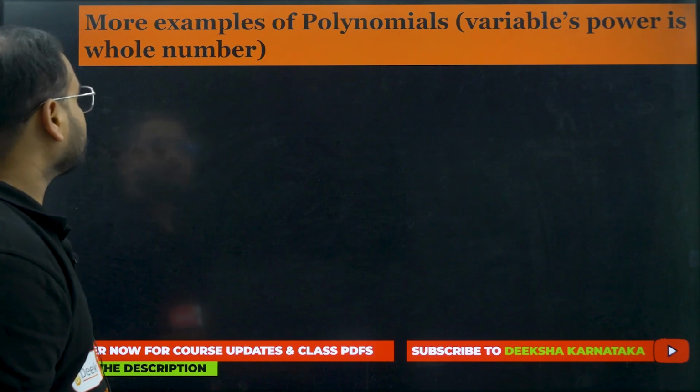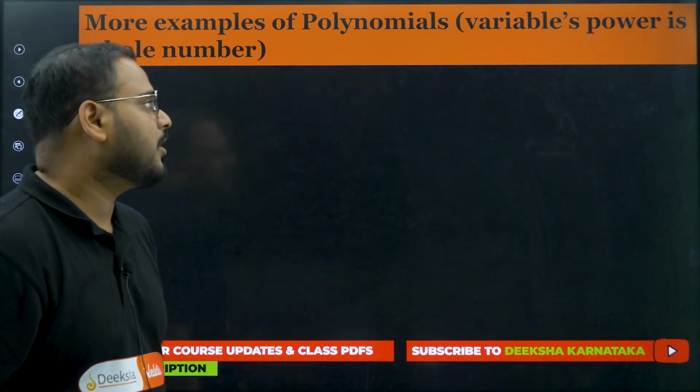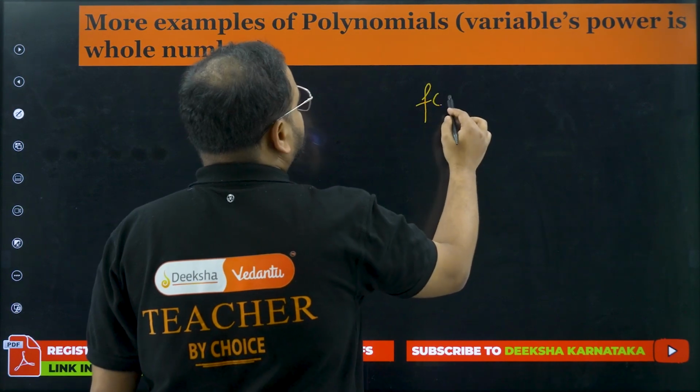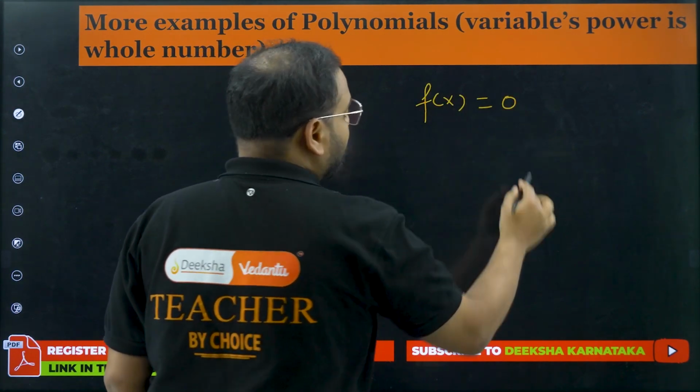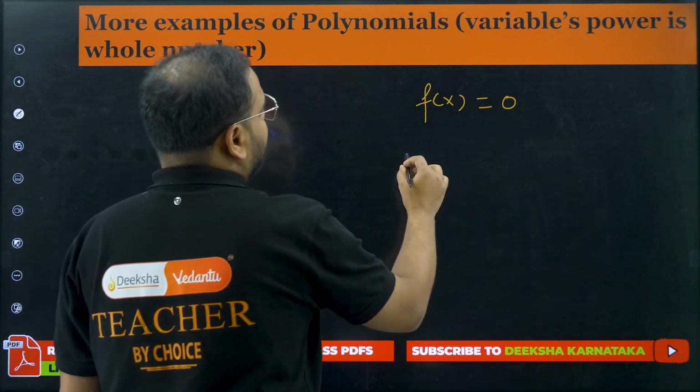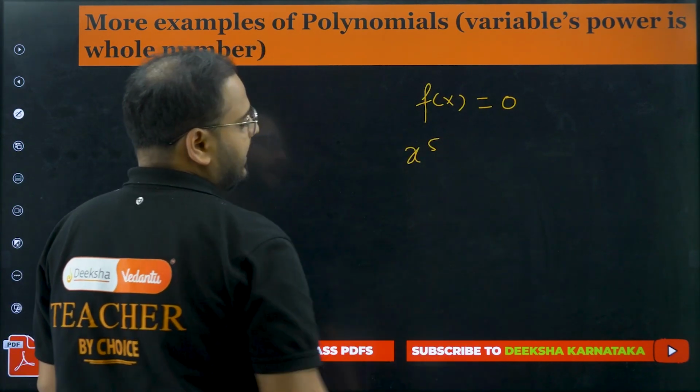Moving on. Now let's take some more examples on the polynomial. For example, if I write like this, f(x) equals 0. Is this a polynomial, sir? Yes, this is a polynomial, sir. It's a zero polynomial.